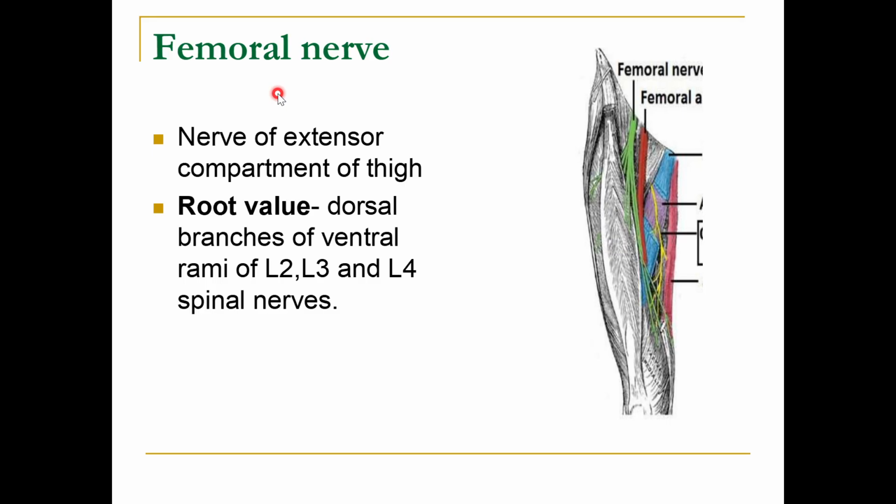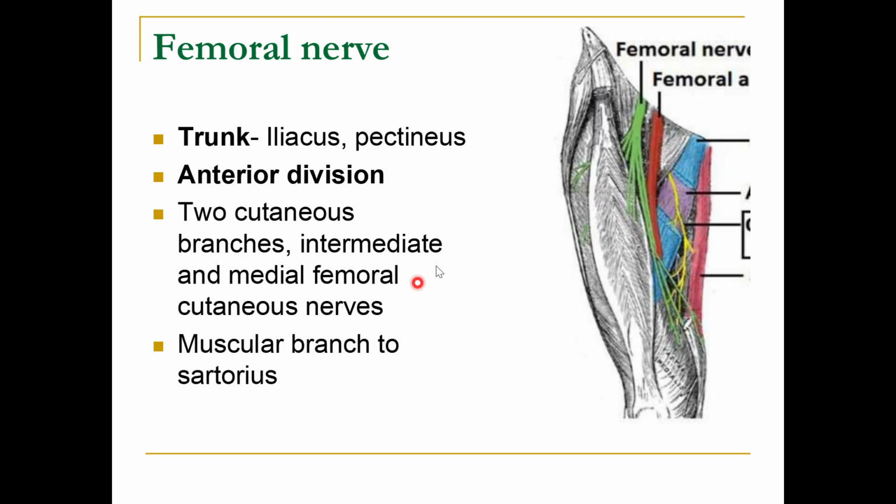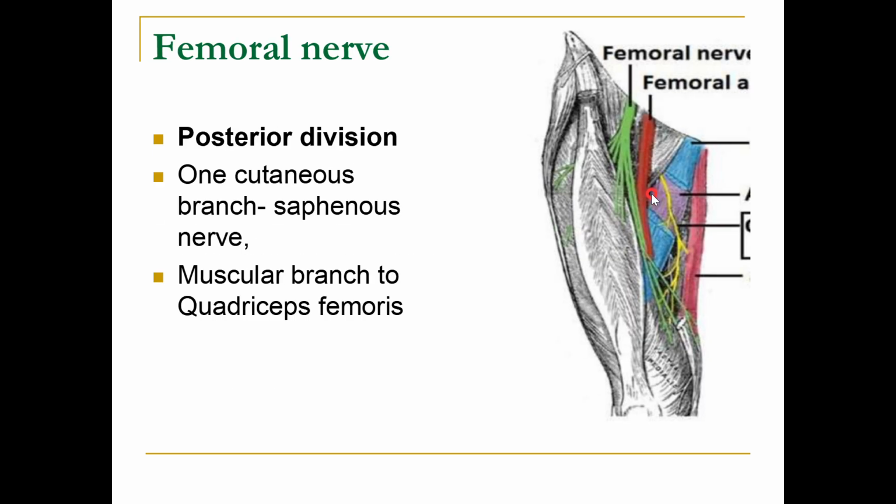Coming to the anatomy of femoral nerve, it is the nerve of the extensor compartment of thigh. The root value is dorsal branches of the ventral rami of L2, L3 and L4 spinal nerves. The femoral nerve has a trunk and it divides into anterior division and the posterior division. The anterior division has two cutaneous branches. One is medial cutaneous nerve and the other one is intermediate femoral cutaneous nerve. And it also supplies the sartorius.